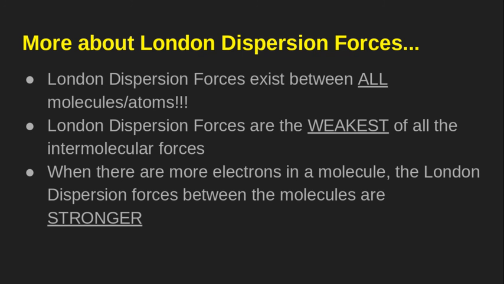Also, while they are the weakest normally, if a molecule has a lot of electrons, the London dispersion forces will become stronger because when there are more electrons, they have more attraction because there's a more overall charge to attract them with the positive and the negative.